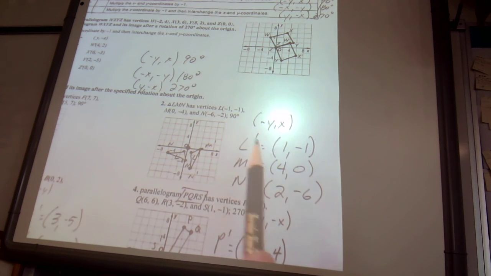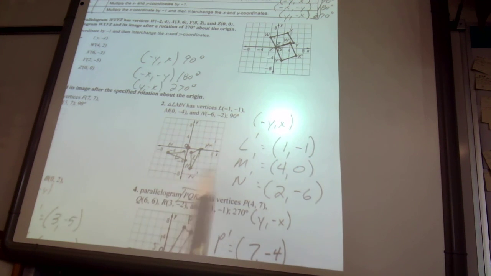Look at N, I'm going to take the opposite of Y, so -2 becomes 2, and my X stays as is, -6. And you can see I've drawn my image, which is made up of my prime vertices, and we rotated that 90 degrees about the origin. All right, keep on rocking.